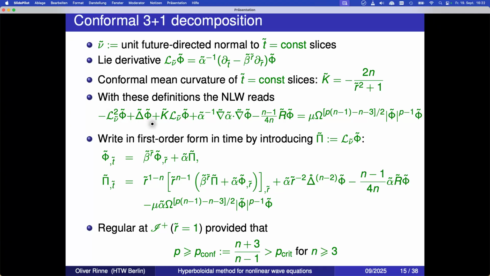Okay, I want to go one step further. I also want to reduce this equation by one order in time. So I introduce a new variable, which I call pi tilde, which is just the Lie derivative of phi tilde along this nu tilde. This gives me an equation for the time derivative of phi tilde, which looks like this. The time derivative of phi tilde is essentially pi tilde. And the time derivative of pi tilde is essentially the Laplacian of phi tilde, up to some extra terms. You can also see here this nonlinear term from the nonlinearity in the wave equation.